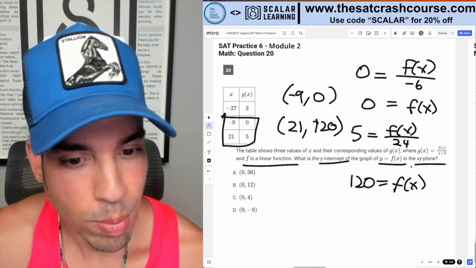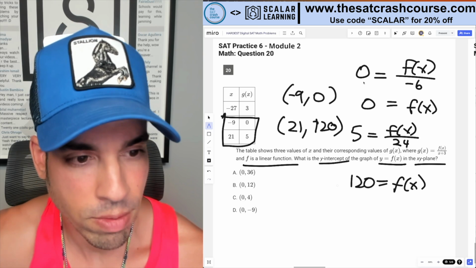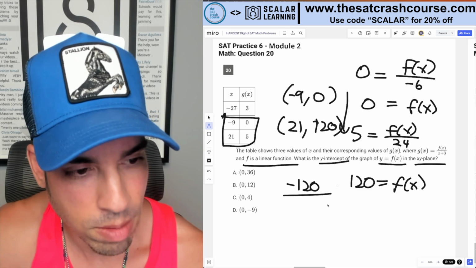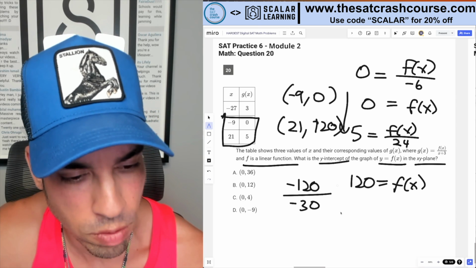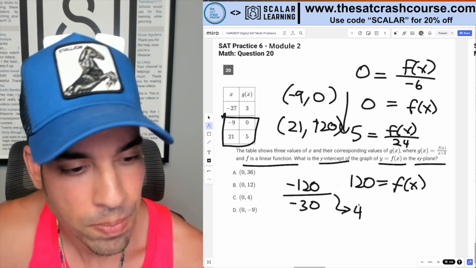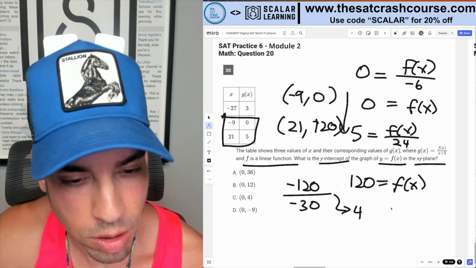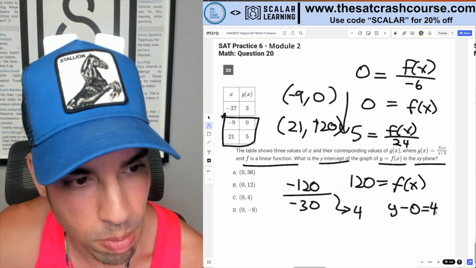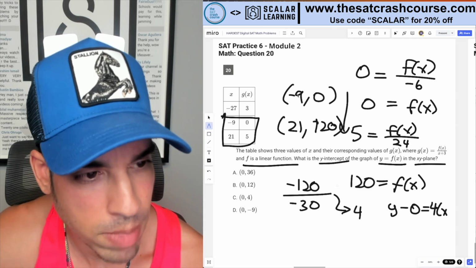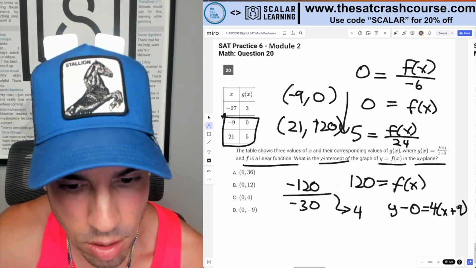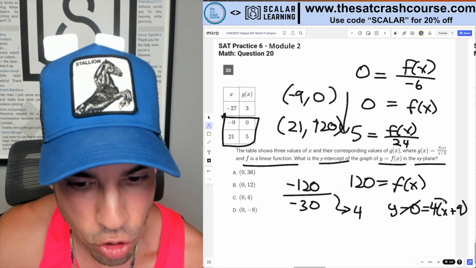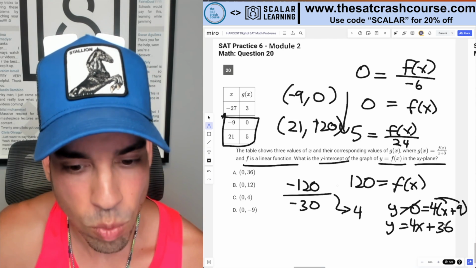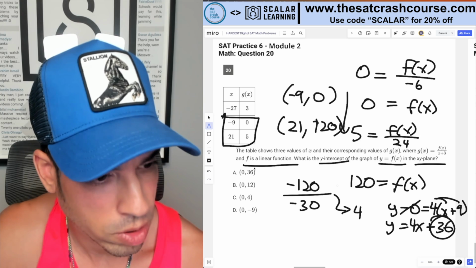So now I have 2 points. I can come up with the equation for this linear function f of x, right? So let's subtract down. Let's get the slope. 0 minus 120 is -120 over -9 minus 21, which is -30. -120 over -30 is equal to 4. And now using point slope, let's use the top coordinate because it's easier. So it's y minus 0 equals the slope 4 times x minus -9, or x plus 9, okay? And y minus 0 is just y, distribute, and we get y equals 4x plus 36. They asked for the y-intercept of f of x, which is right here, 36.